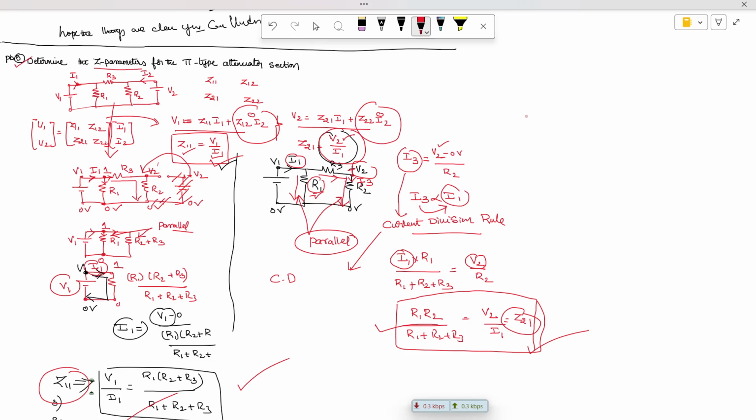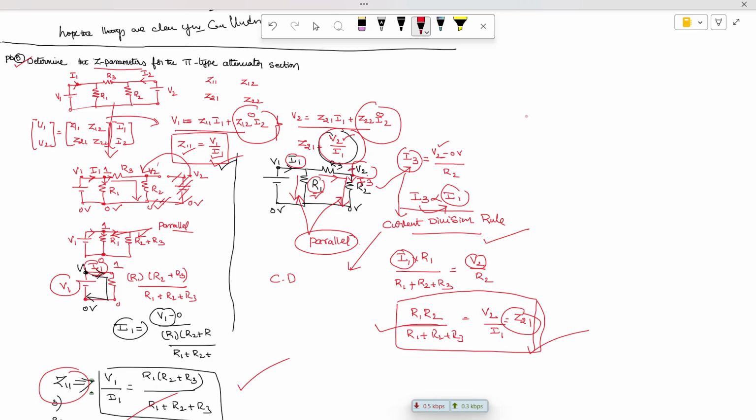So when you come to this, the procedure is the same. Okay. So here we got V2, but I require a relationship between V2 and I1. For that, what I'm going to do is nominate a current I3, and I'm writing that current as V2 minus 0 by R2. Now I'm expressing this I3 in terms of I1 by using the current division rule, in the required format.